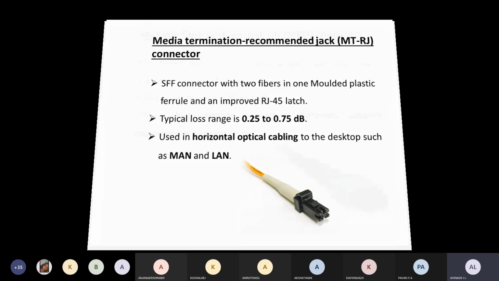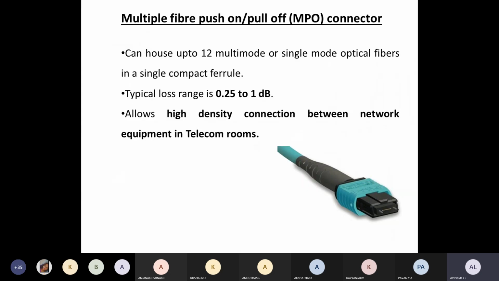Next we go to the multiple fiber connector, that is MPO, multiple fiber push on and pull off connector. Here it can house up to 12 multimode or single mode optical fibers in a single compact housing. The typical loss is 0.25 to 1 dB. It allows high density connection between the network equipment in telecom rooms.